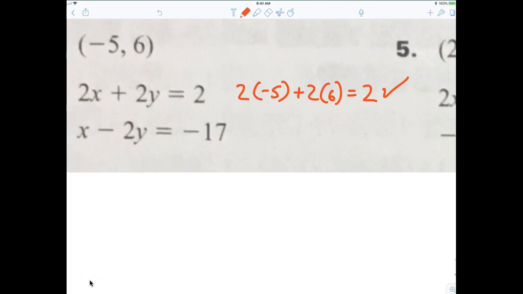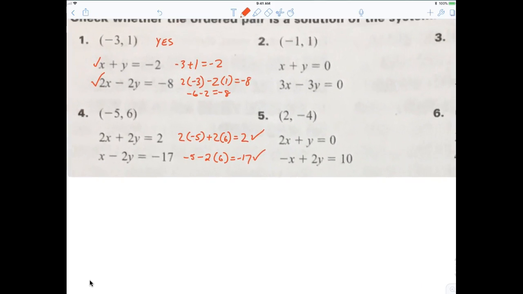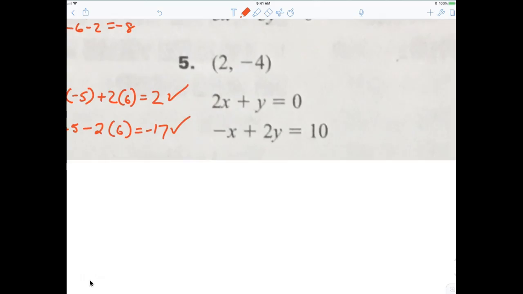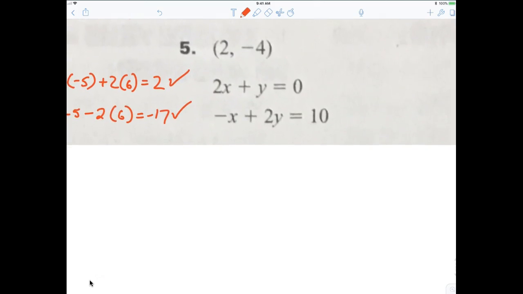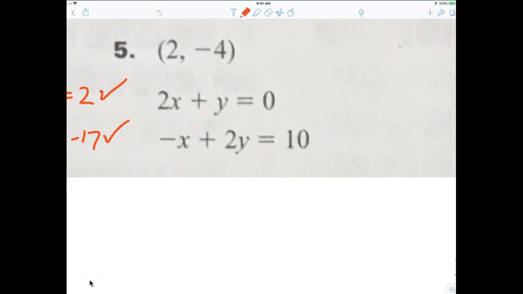Now I'm going to put it in for the second equation. Negative 5 minus 2 times 6. Does that equal negative 17? Yes. So that is a solution. All right? Let me see if I can find one that doesn't work. Let's try number 5. Let's see what happens.